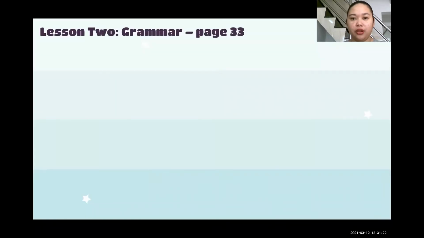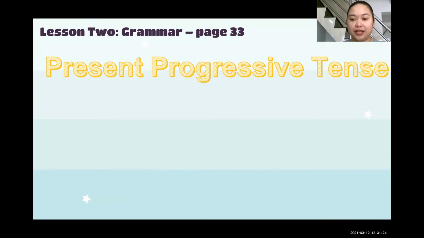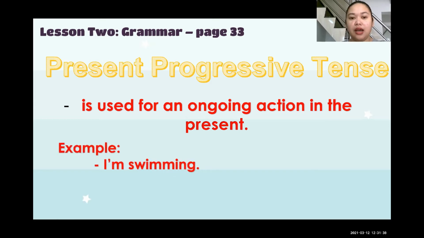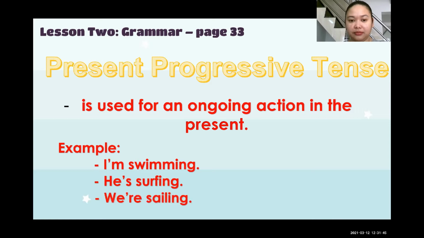Today we are going to learn about present progressive tense. What is present progressive tense? Present progressive tense is used for an ongoing action in the present. That means it's happening now. For example, I'm swimming. He's surfing. We're sailing.